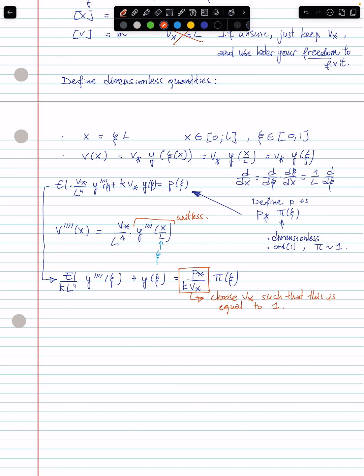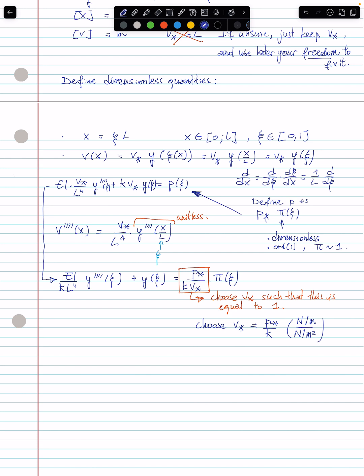All right, and if this is equal to 1, it means that V star, choose V star as equal to P over K, the stiffness. All right, and the units are newtons per meter divided by newtons per square meter. All right, so we are fine.